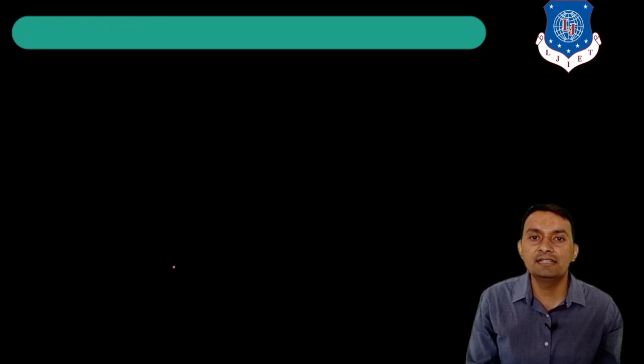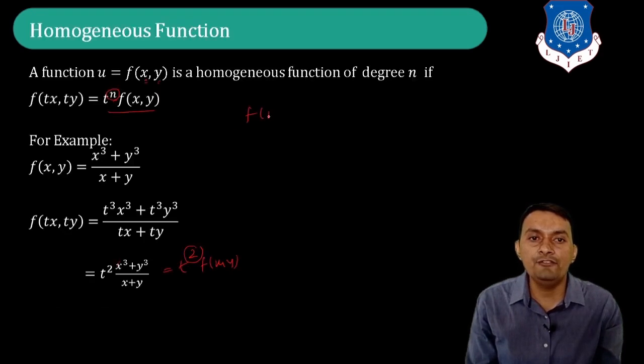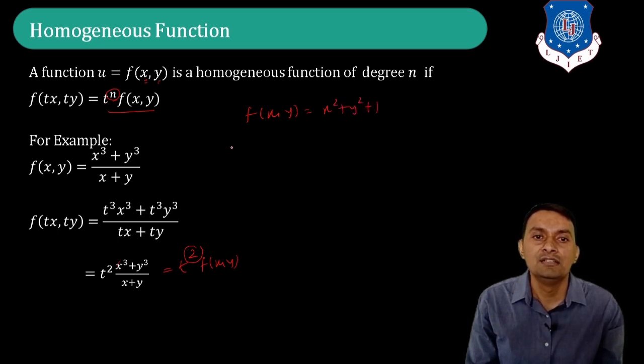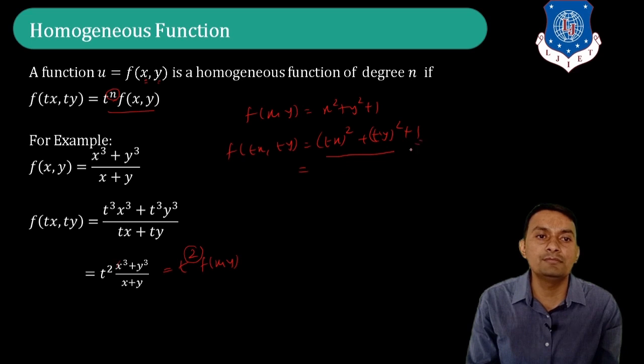Suppose we have been given another function like that: f of x, y is equal to x square plus y square plus 1. Can we say that this is a homogeneous function? If I replace x by tx, y by ty, we get tx whole square plus ty whole square plus 1. From the first two terms we can take t square, but not from the last. That means it cannot be expressed like that, and therefore we can say this is not a homogeneous function of degree 2.